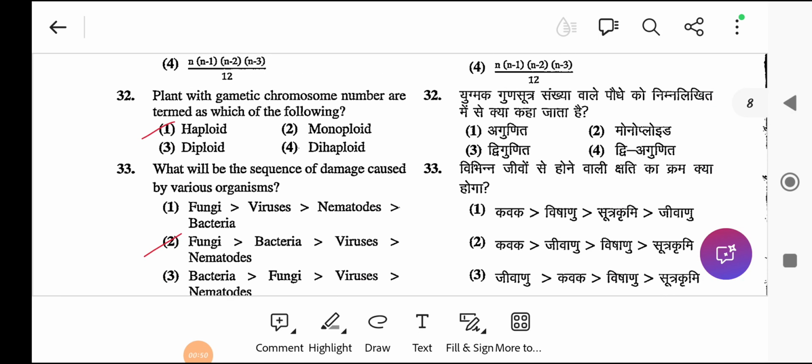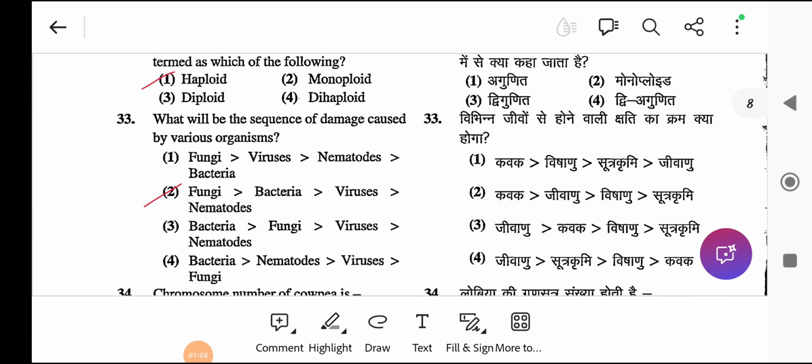Next is, plants with gametic chromosome number are termed as which of the following? If it is gametic, it is haploid. If it is sporophytic, it is diploid. So the answer is haploid.